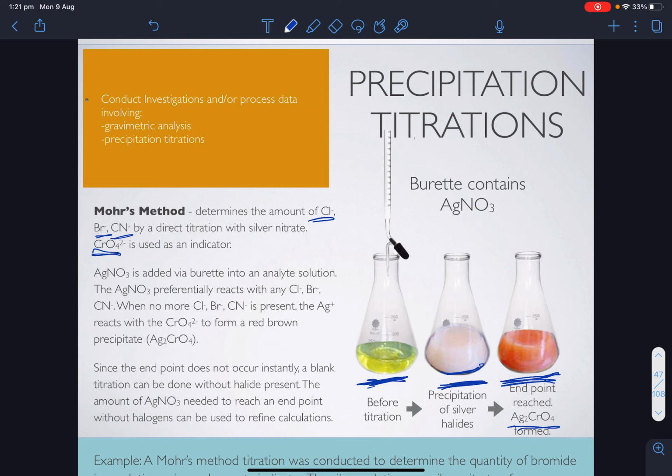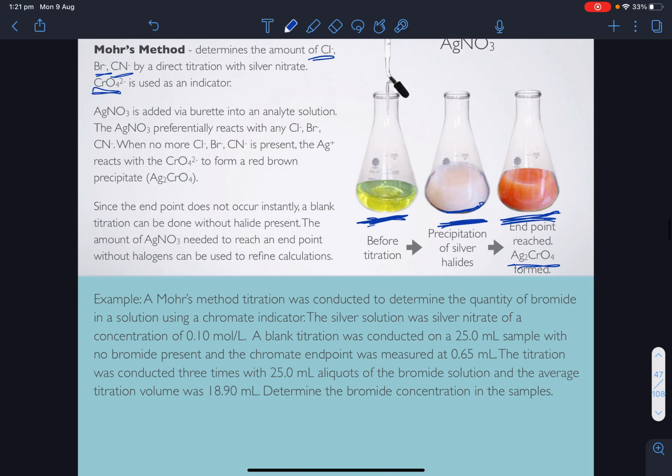Okay, the end point does not occur instantly in this, so a blank titration is often done. So you have a sample that has everything else except the analyte in there, except the chloride, bromide, and cyanide, and you do a titration and you wait for that pink endpoint. Okay, and that helps refine the calculation. Might be a bit too much detail here, but that's okay.